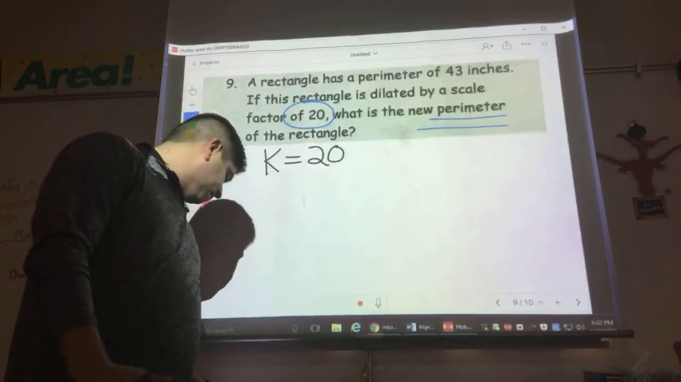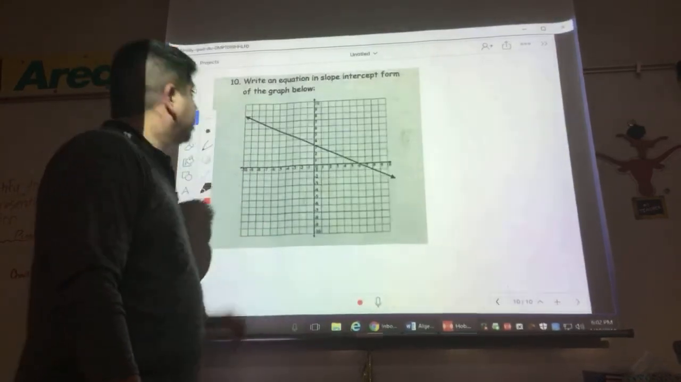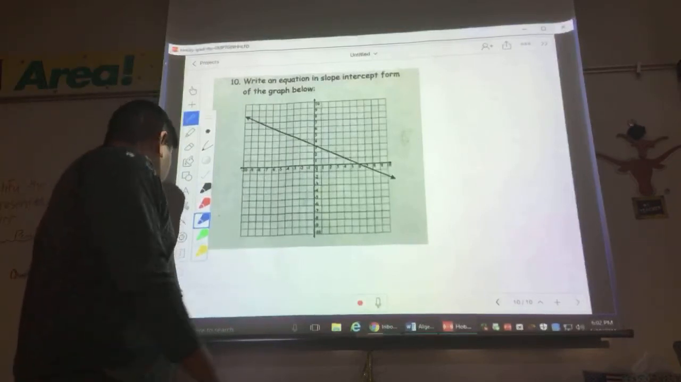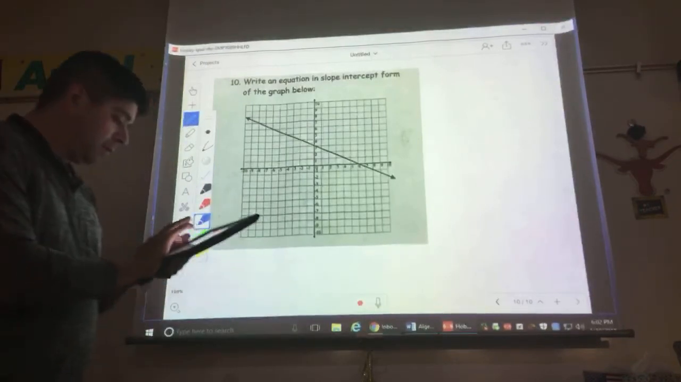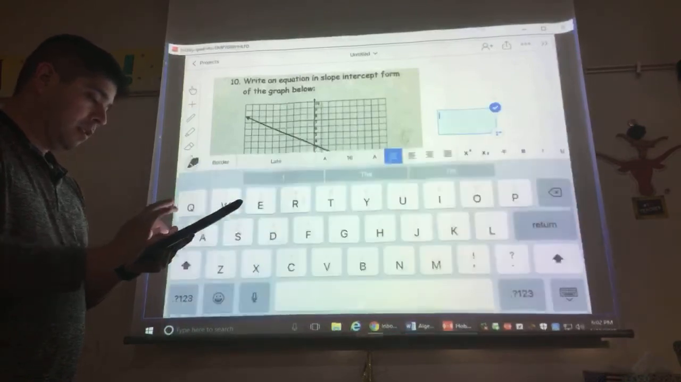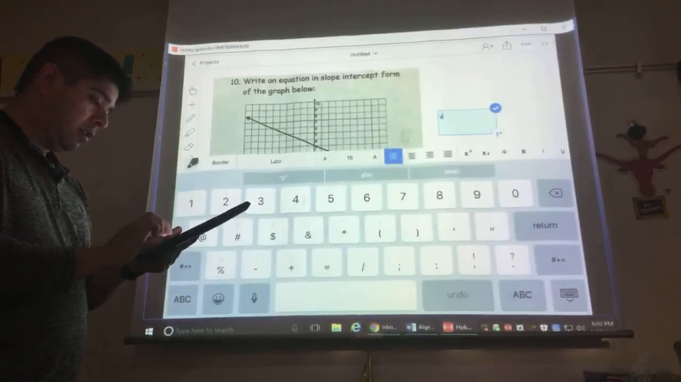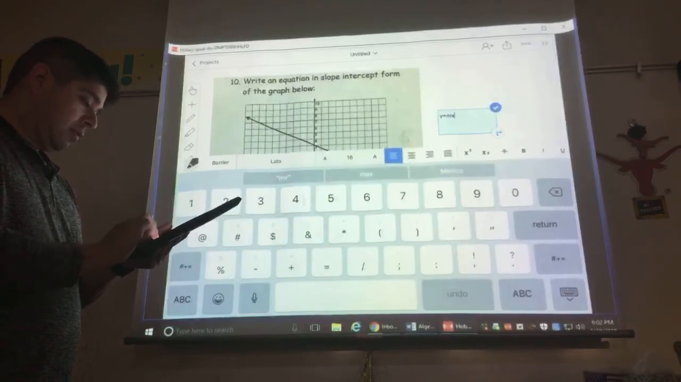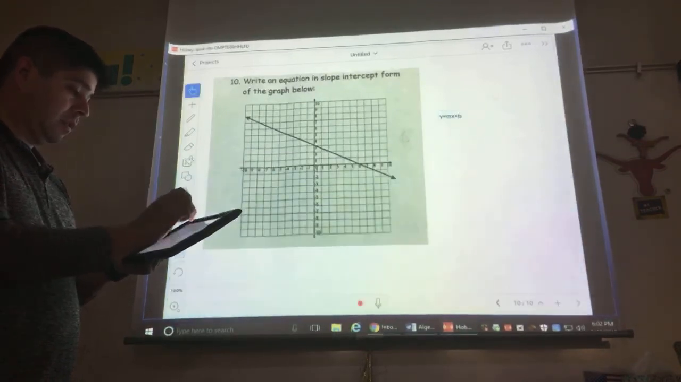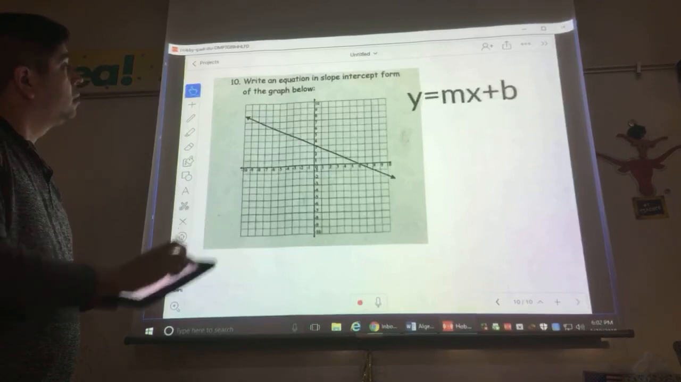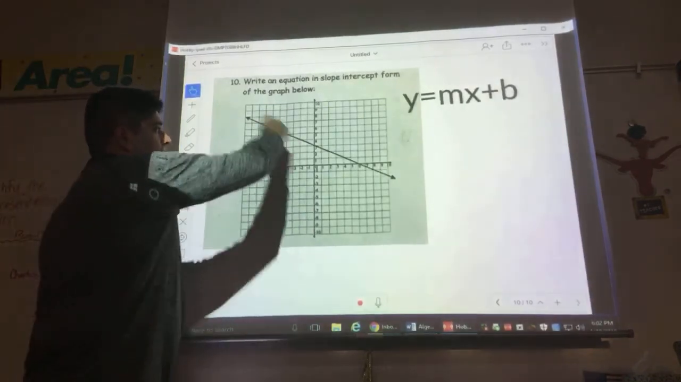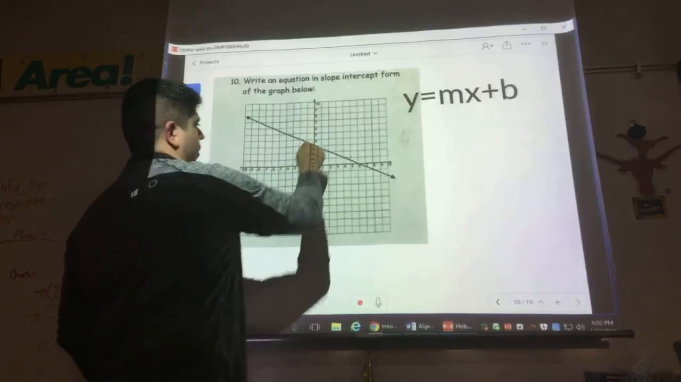Last one. Number 10. Write an equation in slope-intercept form of the graph below. Slope-intercept form, we've got this by now: y equals mx plus b. Find the slope and then find the y-intercept.